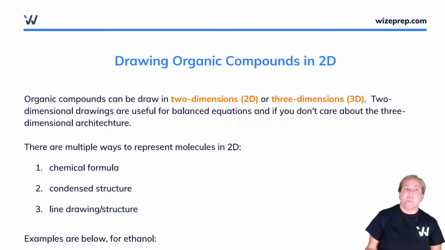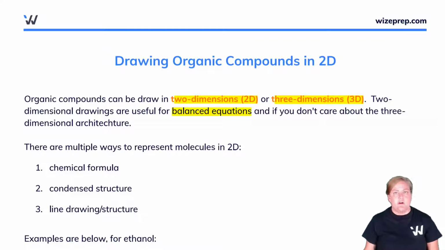So this section introduces you to the concept of functional groups and how to draw molecules in 2 and 3 dimensions. Organic compounds can be drawn in 2 dimensions or 3 dimensions. 2-dimensional drawings are useful for things like balanced equations and if you don't care about the 3-dimensional architecture. If, for example, you don't care about something called stereochemistry, which we'll see later in this course.